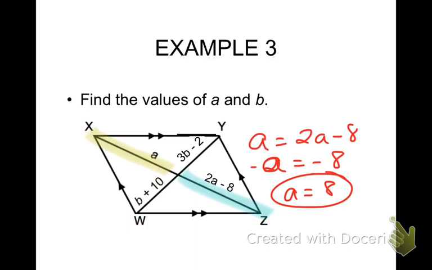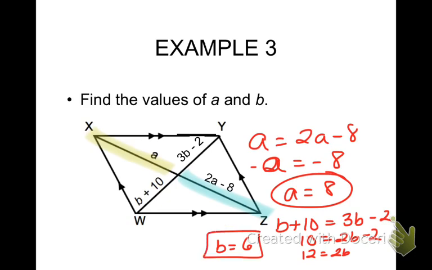What equation will we do for B? B plus 10 equals 3B minus 2. Subtracting a B gets me 10 equals 2B minus 2. Adding 2 gets me 12 equals 2B. So B is equal to 6.